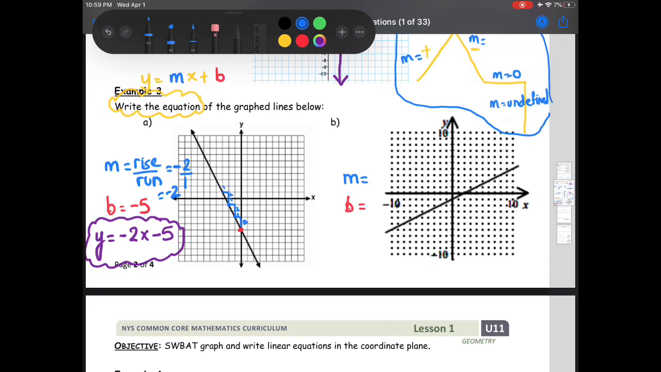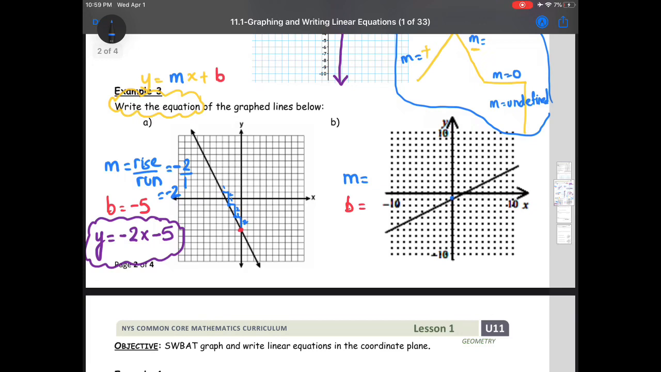Read your graph or your line from left to right. Is it going up or down? It's going up, so it's a positive slope. So it's going to be something positive. And pick two points on this, right? So let's pick this point. This is one point. I'm going up 1 over 2, right? See that? Up 1 over 2. Up 1 over 2. And so my slope is what? Rise over run, which is 1 over 2.